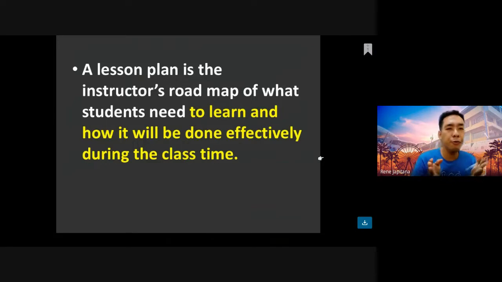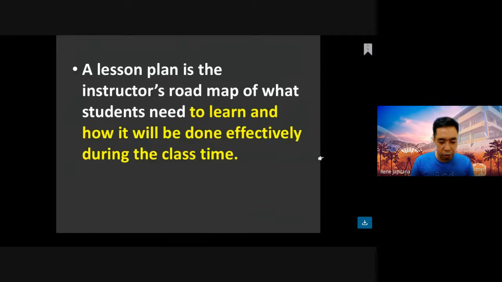So, if you fail to plan, you are planning to fail. It only means as simple as this, that if you don't plan, it is expected that you fail. You are really planning to fail. You are expecting to experience failure because you did not plan. So as teachers, I think every profession needs to have a plan. But in our case, as teachers, we need to have a lesson plan.